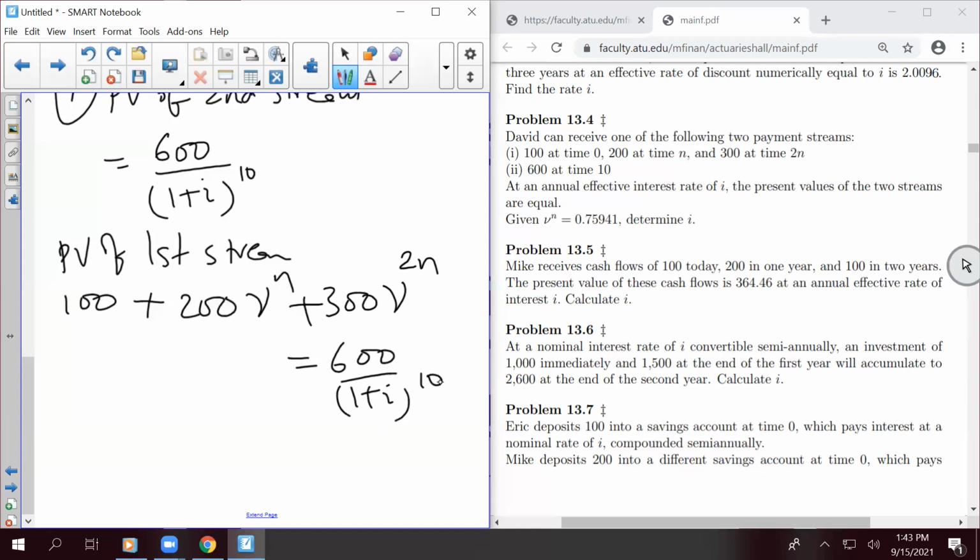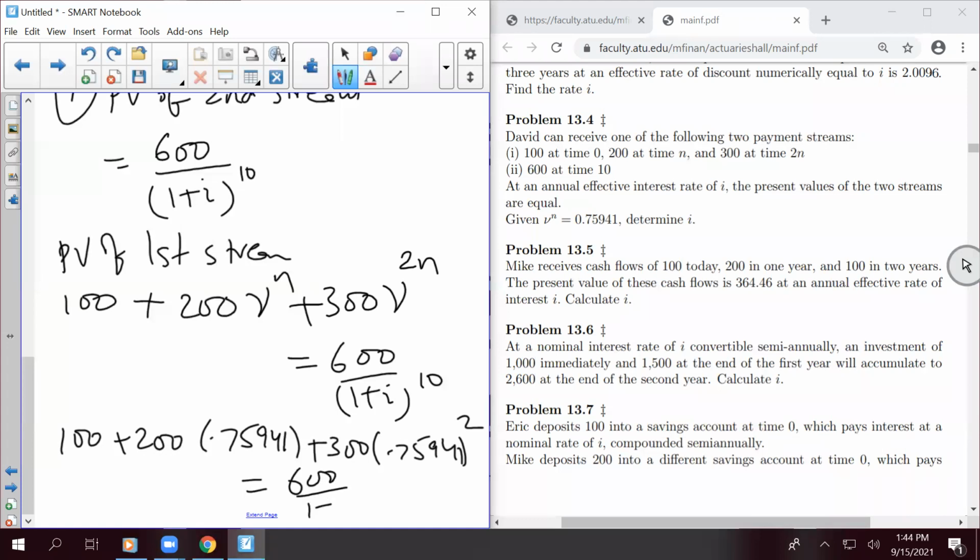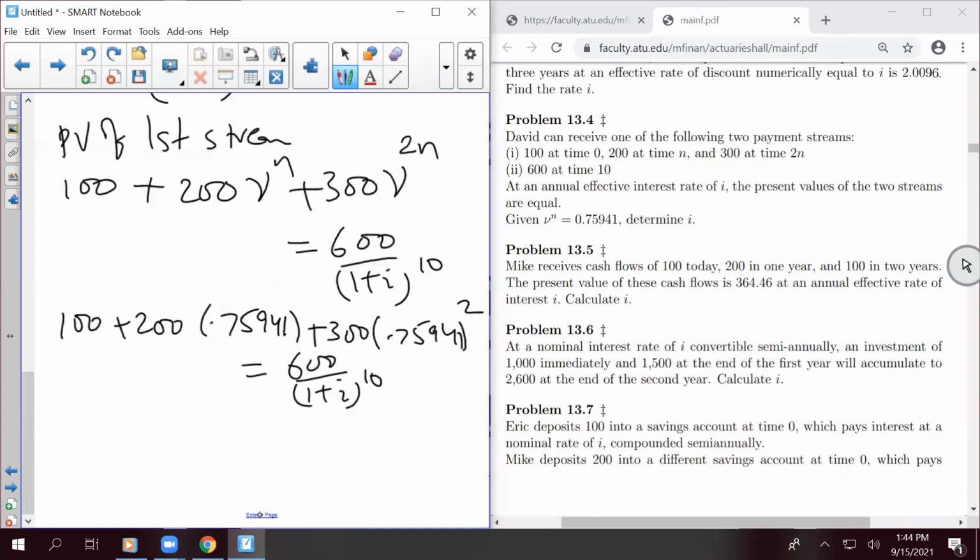And then what's the next step? To substitute the value of nu to the n. I think this was exactly the same problem. 100 plus 200 times 0.75941 plus 300 times 0.75941 squared equals 600 over 1 plus I to the 10. Now, do you recall that we did this? Yeah, they give you that, and then everything is known except I. Anyhow, even if we did it but you have no memory of it, it's good that we do it again, right?